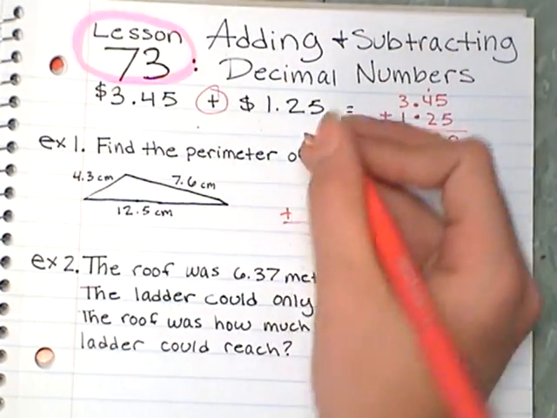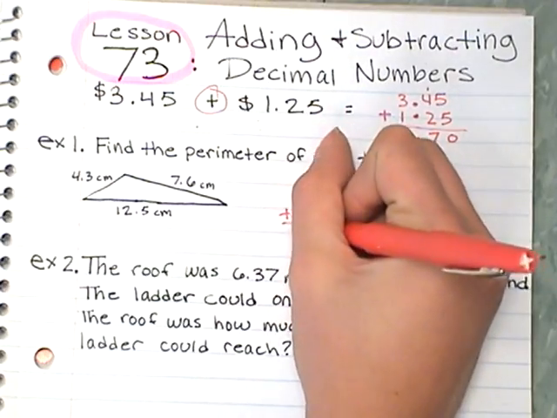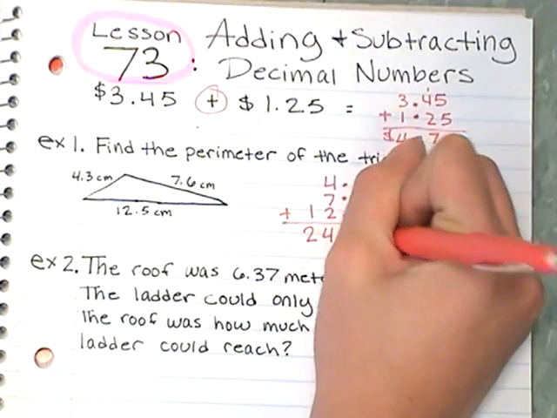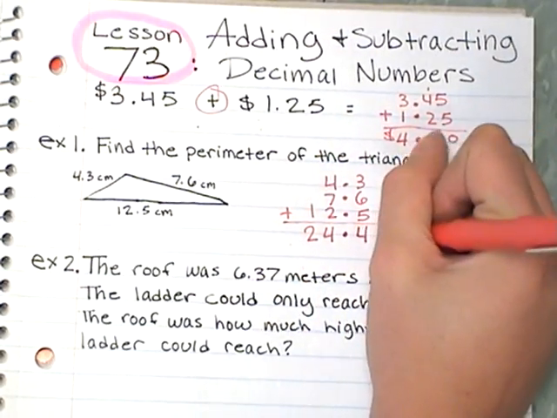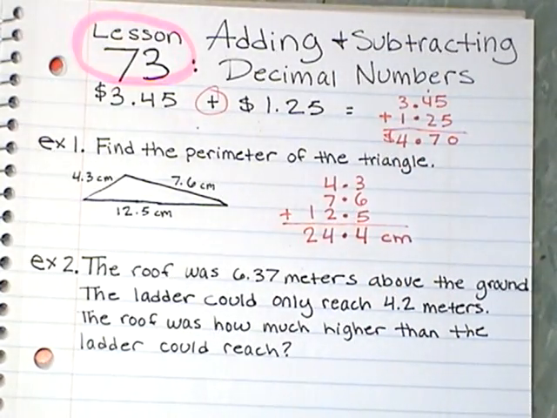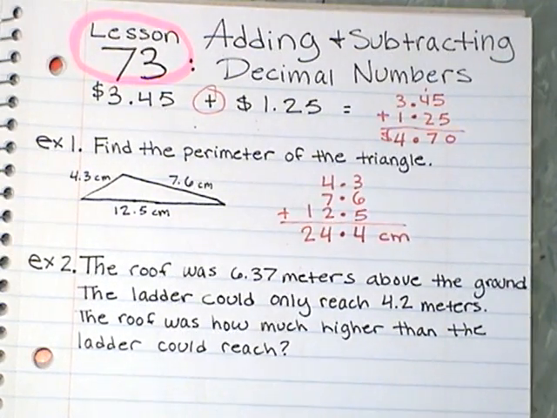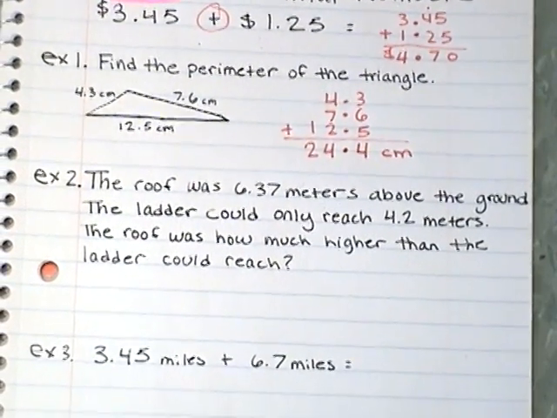When you're done, you should get 24.4 centimeters. And like we talked about today in class, it's not square centimeters. Square centimeters is when we are dealing with area. Since this is perimeter, we're just dealing with the outside of a shape, so our unit is just going to be centimeters. Alright, and the next one.